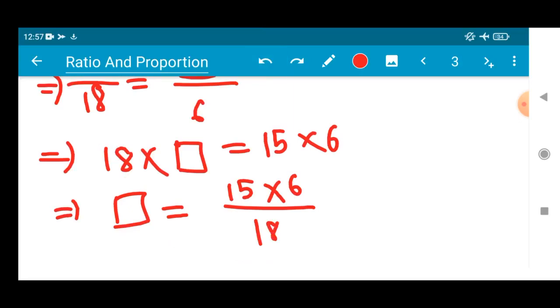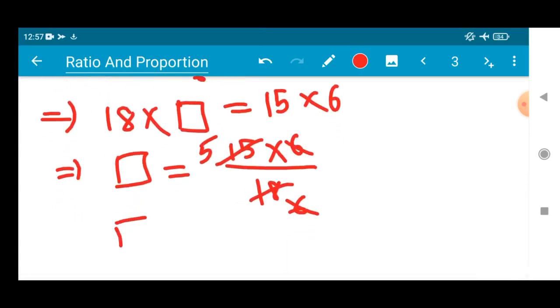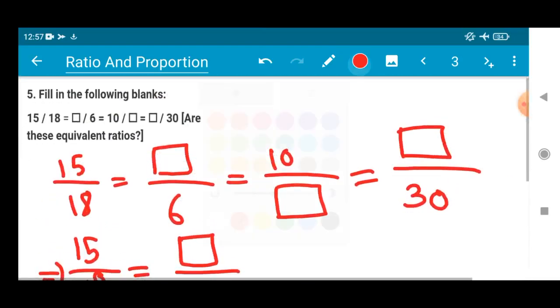Now start calculating. 3 5s are 15 and 3 6s are 18. Now the good thing is that 6 and 6 can be cancelled. What is the value of this box? The value of the box is 5. So let me fill the space here. It is 5. Right? Okay, next.